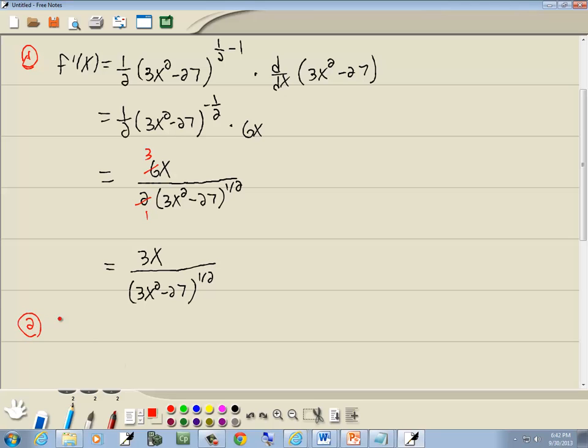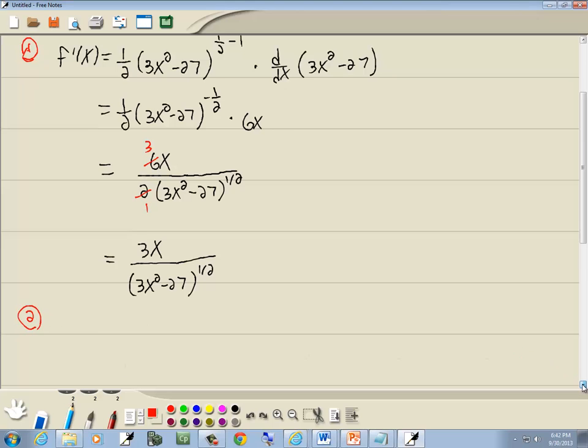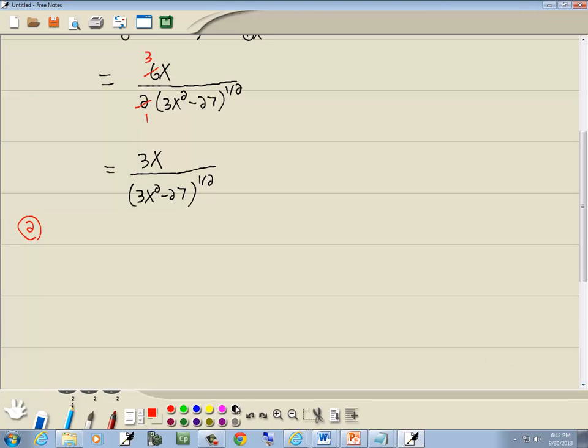Step 2. Whenever we have a fraction, remember you set your top part equal to 0. So we're going to set 3x equal to 0, and we'll set our bottom part equal to 0. So we've got 3x squared minus 27 to the 1/2 equal to 0. Well, on this first one, I'll divide both sides by 3. And those 3s are going to cancel and leave us x equals 0. 0 divided by anything is 0.